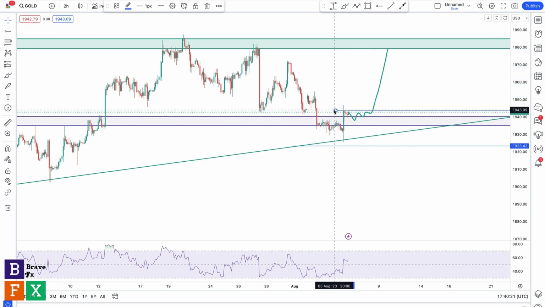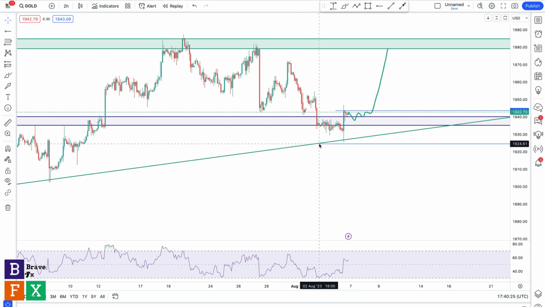So this is going to be my confirmation to go long on gold. So I'm going to go long at the break of that small consolidation. Stop loss is going to be below this wick, as I said earlier, and my take profit is going to be around this resistance level. So this is how I'm going to trade gold. As for a short position, I'm going to wait for price to do something like this.